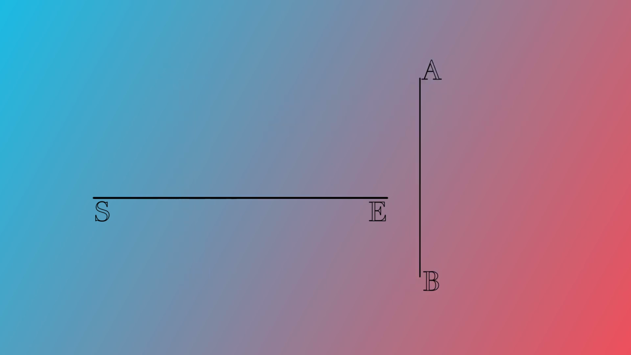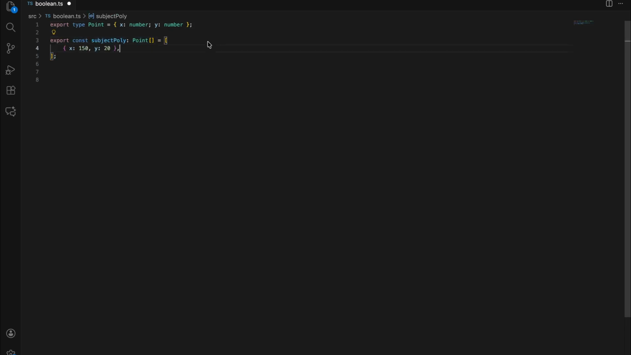Both S and E are outside. The whole segment is outside. We don't save anything. By applying these four rules as we walk around the subject polygon, we build a new list of vertices, and that new list becomes the input for the next clip edge. It's really clever. Okay, let's dive into the code and see how this works in practice.